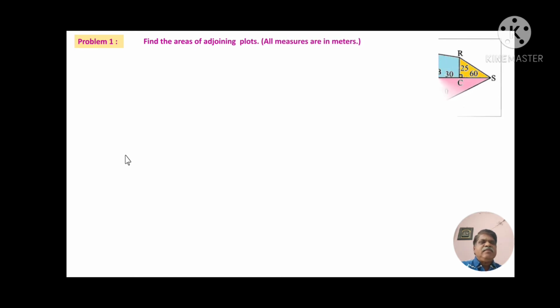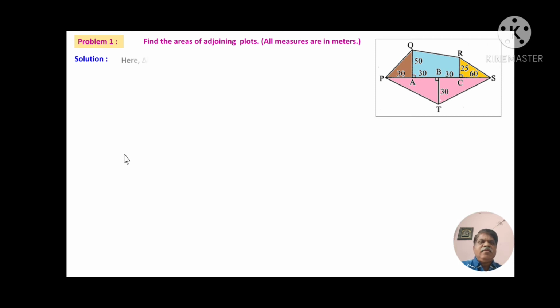Now let us discuss practice set 15.5. Problem number 1. Find the areas of the adjoining plot. All the measures are given in meters. This is the plot, this is the figure. The figure is divided into different shapes: triangle, trapezium, with different colors. So here you could see 4 different colors are there, which means 4 areas we have to calculate and add them.